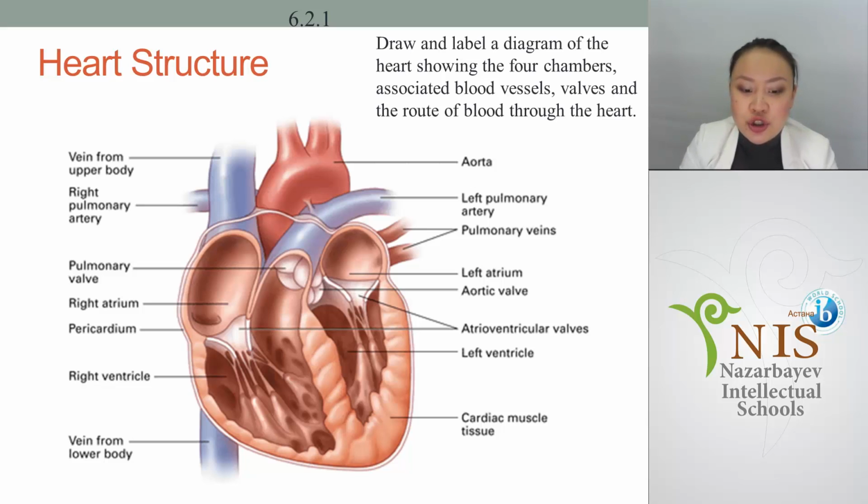And now I will show you a little bit more. Look at this picture carefully. Very good picture, very accurate picture. First, look at the right side of the heart. On the right side, you could find the right atrium, as we already said. And then at the bottom of that, you could see the right ventricle.